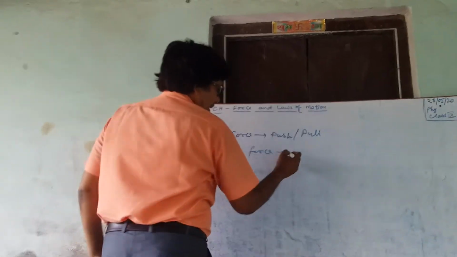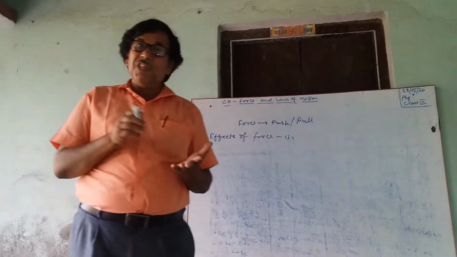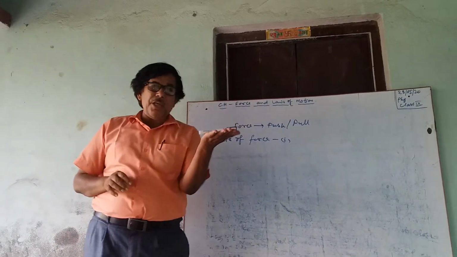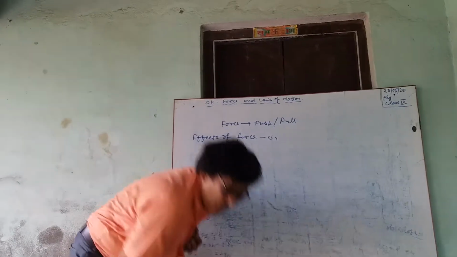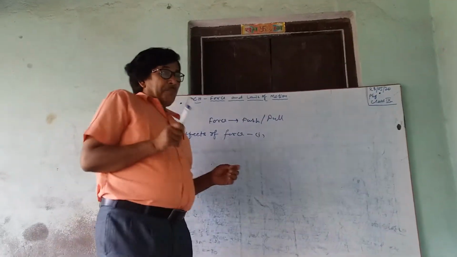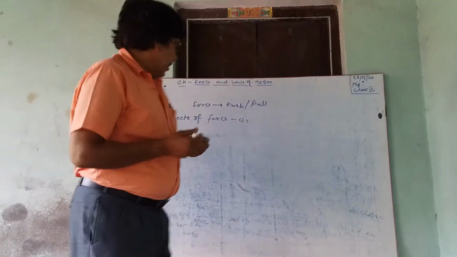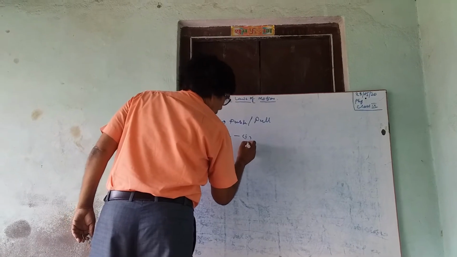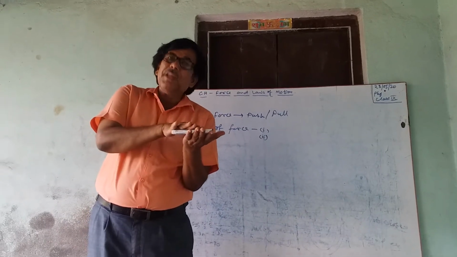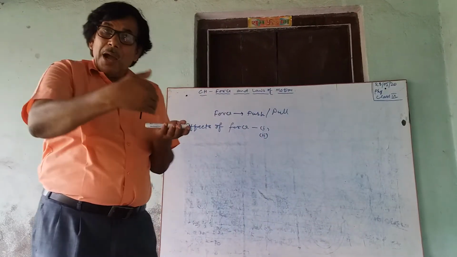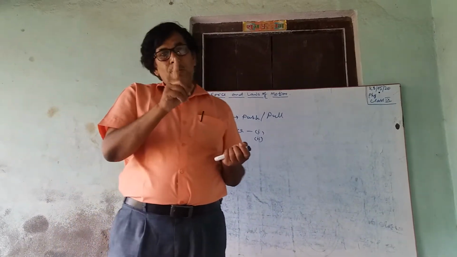Number one, a force can set a body into motion which is at rest. Suppose this body is at rest. If we apply a force on it, it will be set into motion. Thus a force can set a body into motion which is already at rest. Next, a force can stop a moving body. Suppose the body is moving in one direction. If we apply a force from the opposite direction, the force may stop the moving body.